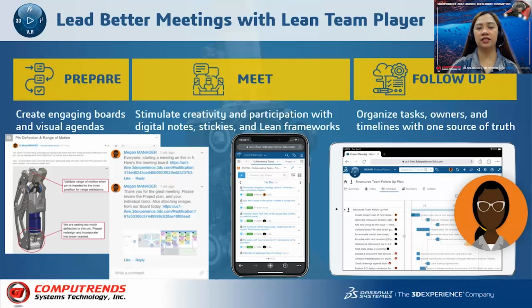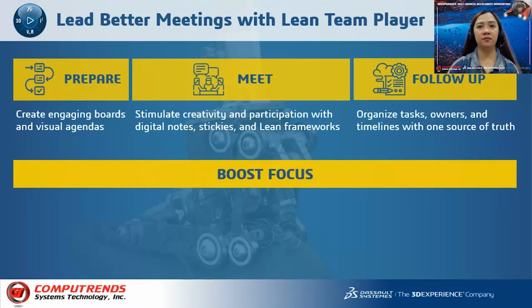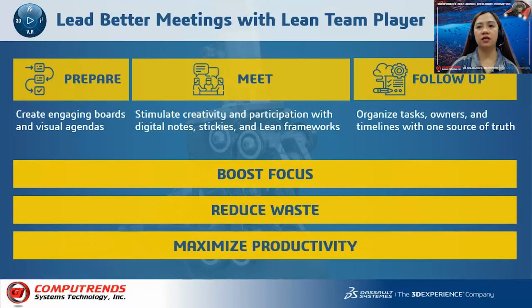Megan can organize tasks, assign ownership, and generate timelines, all of this linked together with one source of truth. By embracing Lean Team Player and by being a better leader of your meetings, you can guide the agenda and the attention of your team, make the most of valuable time together and after the meeting, execute on everything you discuss, and stay aligned on that follow-up plan.